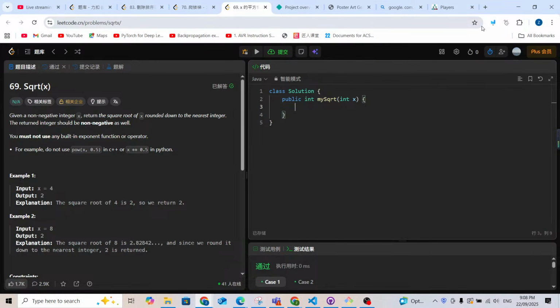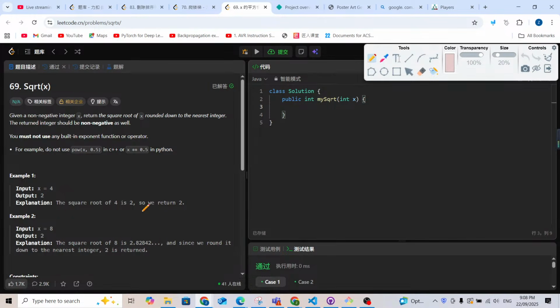So the idea is that we're going to calculate the square root of a number. For example, if x equals 4, the number we need to find is going to be 2. So how can we calculate that? If numbers are monotonically increasing, for example 2, 3, then the square of 2 and the square of 3 are also monotonically increasing. So this means we can use binary search to find the number.